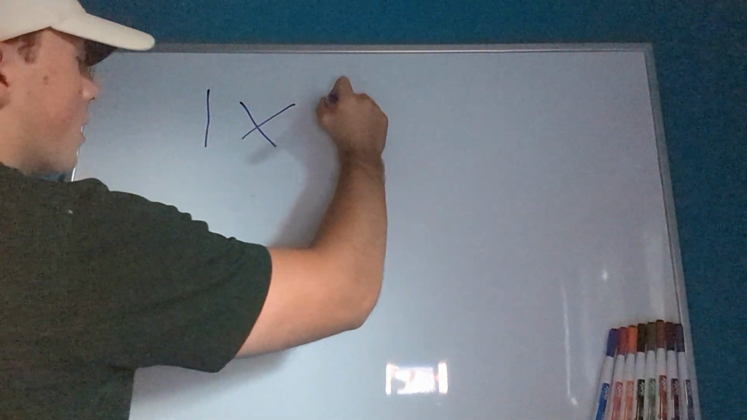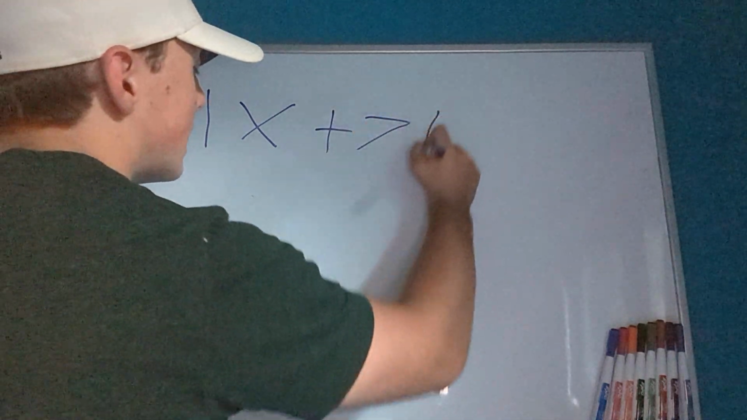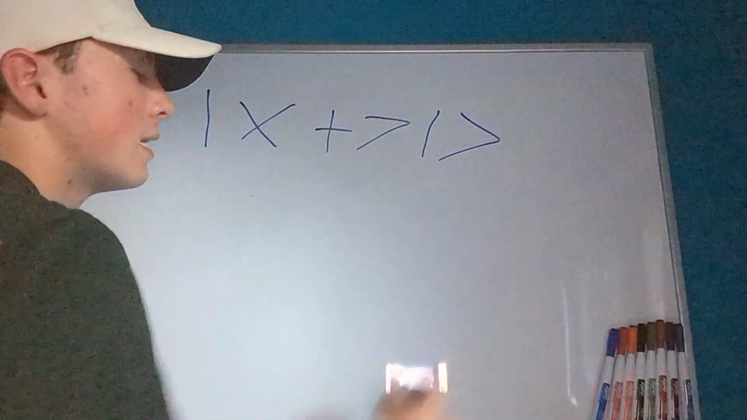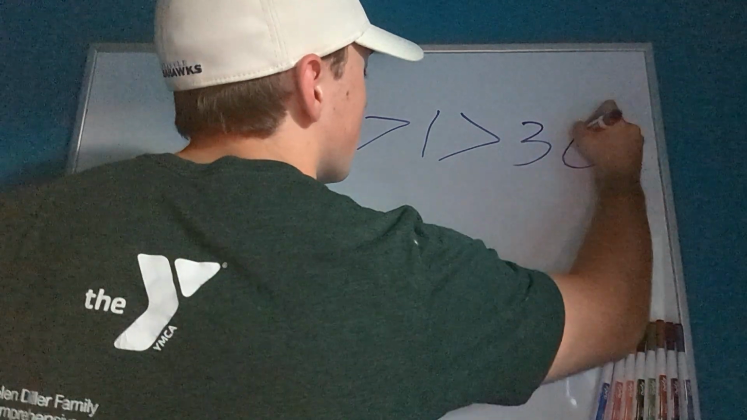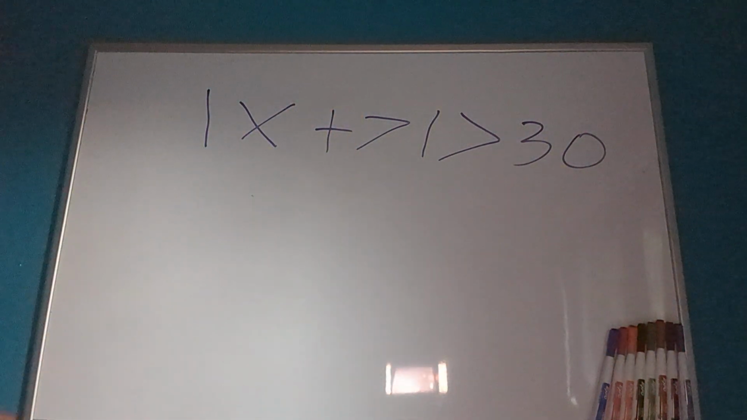So let's do another one, but let's do it where the inequality is greater than, where the x minus some number is greater than some constant. Right, so let's do the absolute value of x plus 7 is greater than, let's do 30. Okay? So how do we do this?